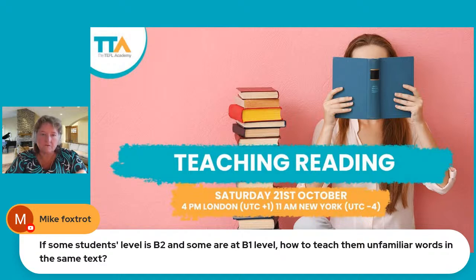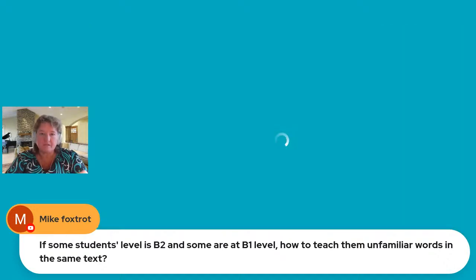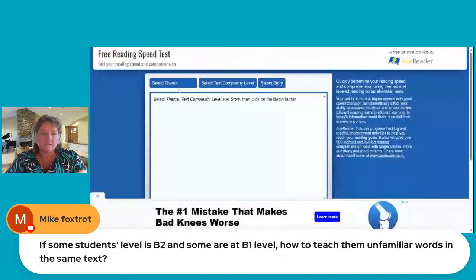Okay. I will also show you another website. It's called Free Speed Reading. And it's really helpful because you can just select the theme, like fun facts. You can select the level. This has also got different levels up to 13. And you can select the story.